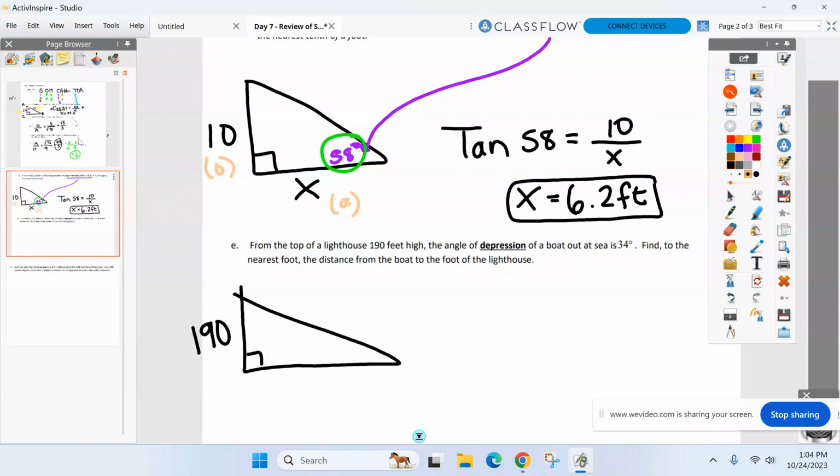The horizontal one, thank you. Yep, there you go. There's your boat, bottom of your lighthouse. That's a beautiful boat. That's why I don't draw anything. All right, ready?